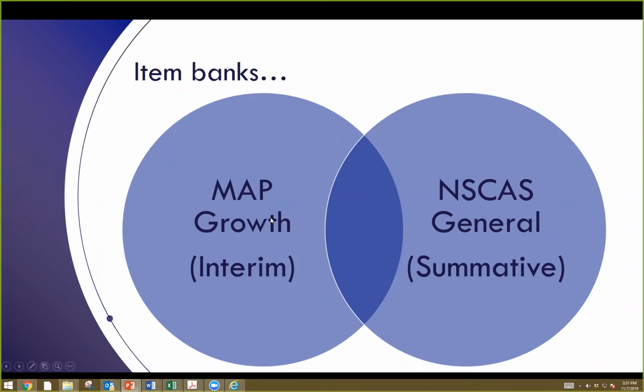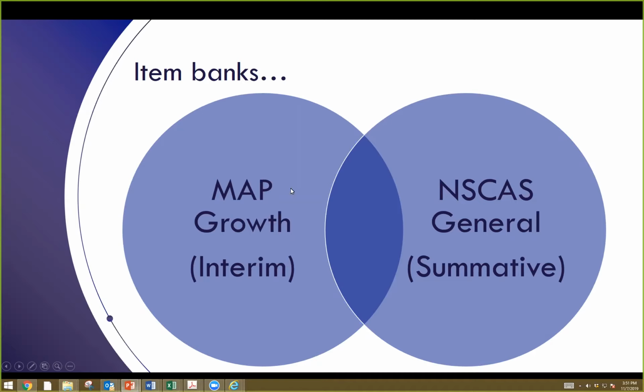Where we're going to get efficiencies and what we want to happen is being able to use items from either one of these for the other purpose. And so we're hoping that this middle space here continues to grow, that we can use NSCAS general summative information for MAP growth interim purposes, and we can use MAP growth items for NSCAS general purposes. The bigger this middle piece is, the more efficient the test will become.